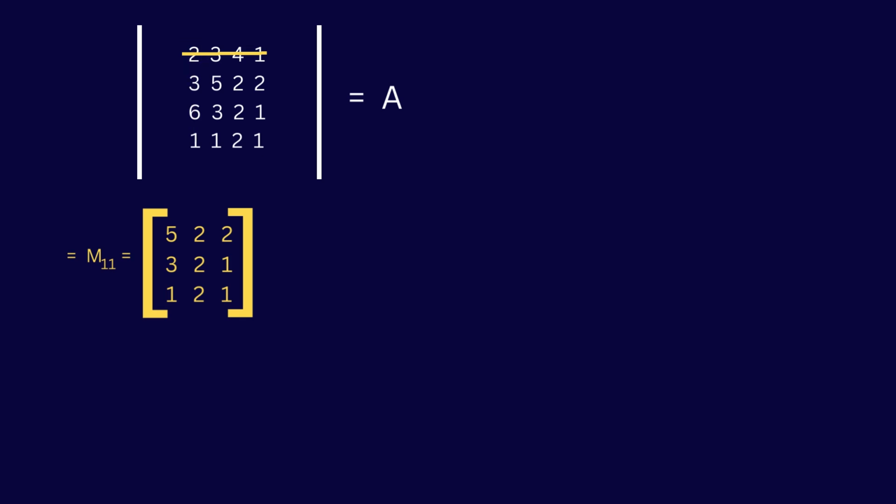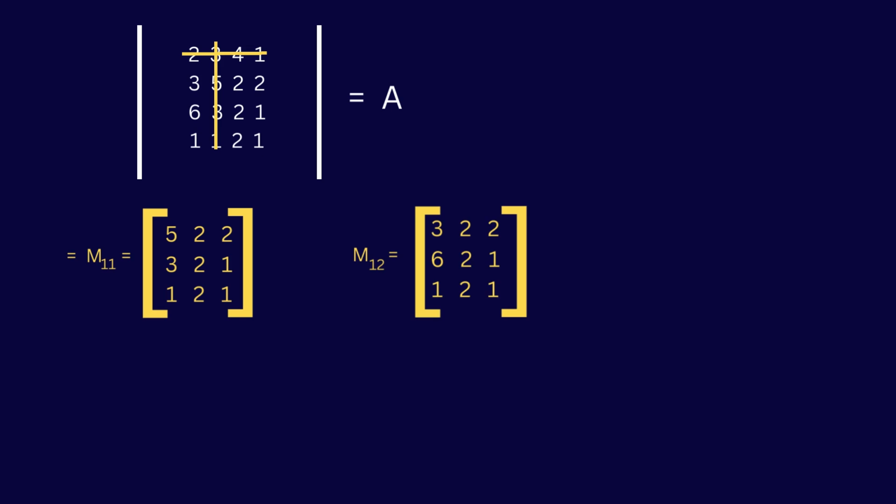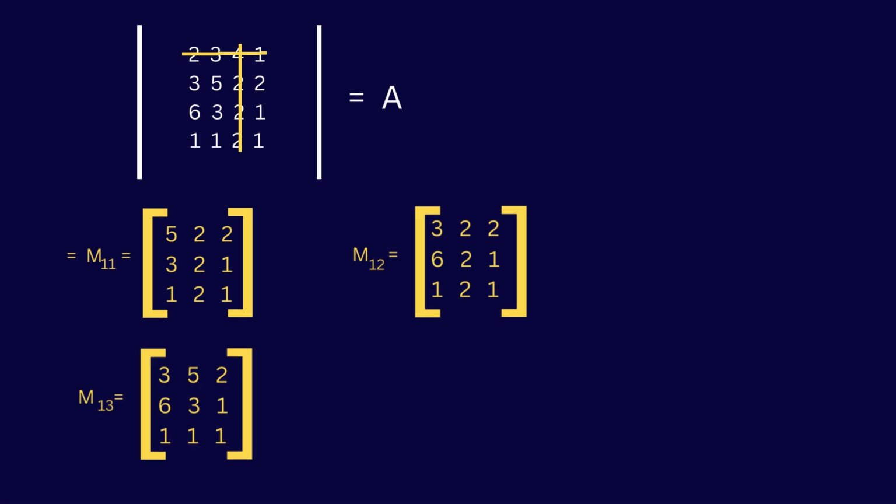Now select the second number of the first row and draw a horizontal and vertical line like this. So again, 9 numbers are remaining. Create a new 3 by 3 matrix. I will label it as M12. Then again, select the third number of the first row and draw a horizontal line and vertical line. Again, 9 numbers are remaining. Create a 3 by 3 matrix and I will label it as M13.